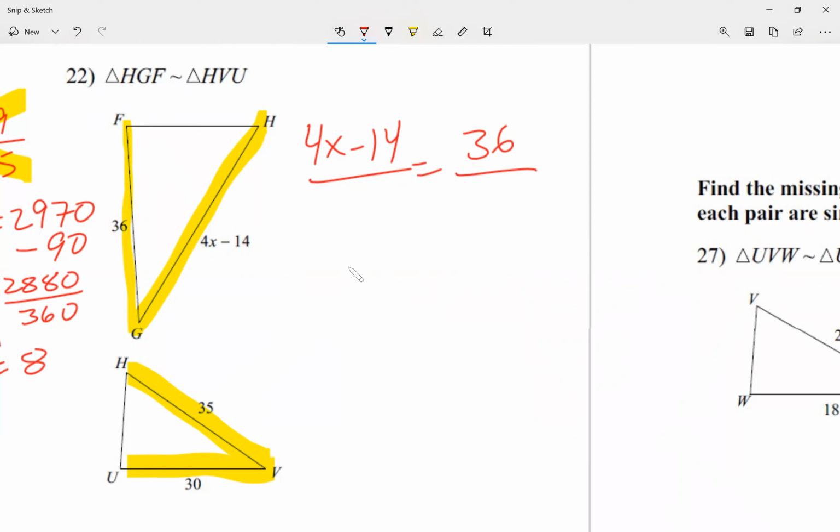4x minus 14 is the side GH. You notice those are the first two letters on my first triangle. So GH is going to go with the side VH. Now VH is 35. So 4x minus 14 is 35, and 36 is going to go with 30. Now some of you might say, well, I could tell. I was able to tell that 4x minus 14 was bigger. Then it goes with the bigger measurement, if you could tell.